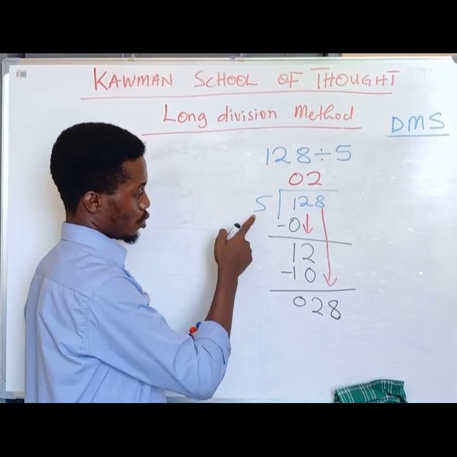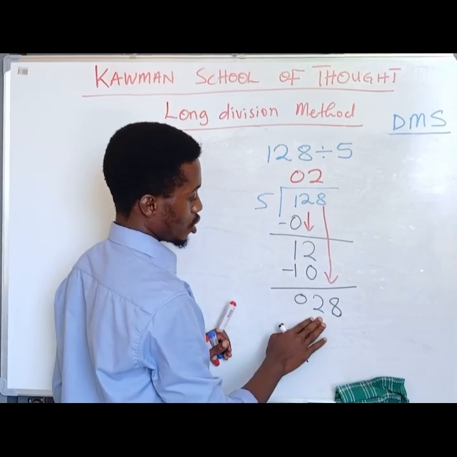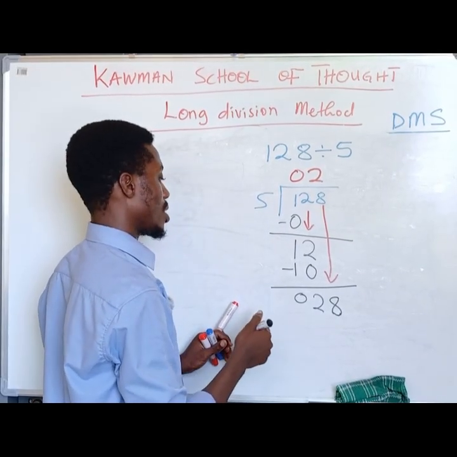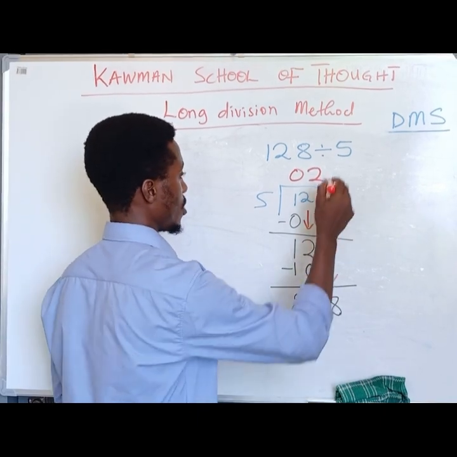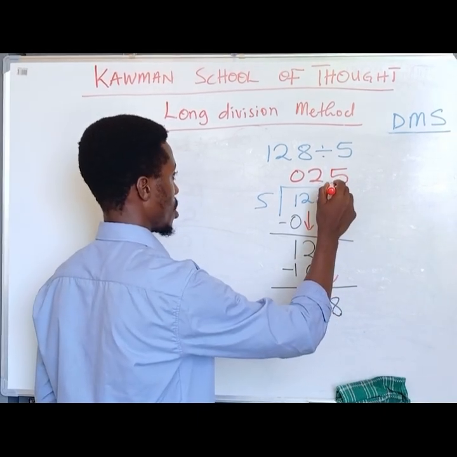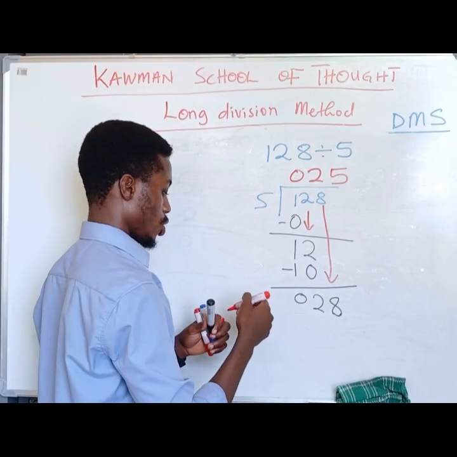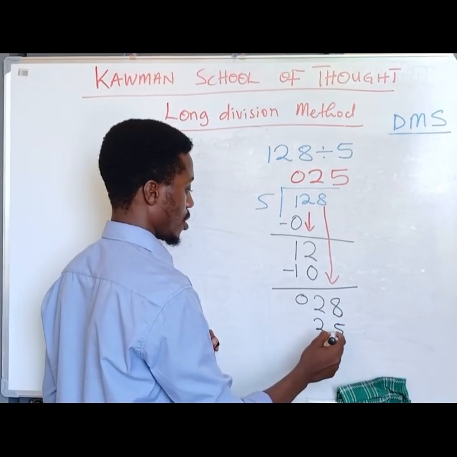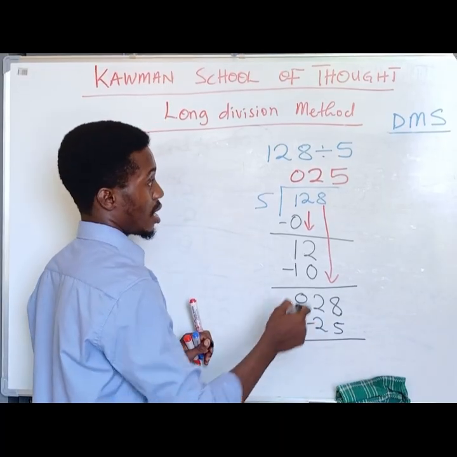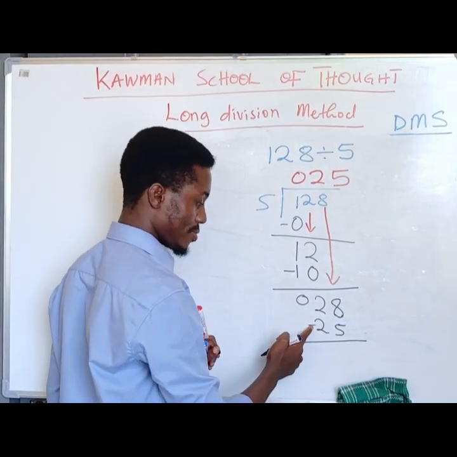Alright, so still under the same process, we go. 5 divides 28 how many times? And that's going to be 5. So we write our 5 beautifully here at the top. Then what do we do next? We multiply. So 5 times 5 gives us what? 25. So write your 25 here. Subtract. Now I said subtract because after multiplication you have subtraction, so you subtract.